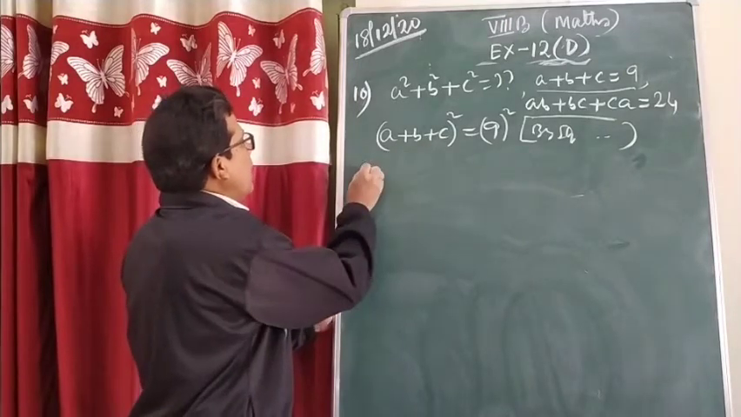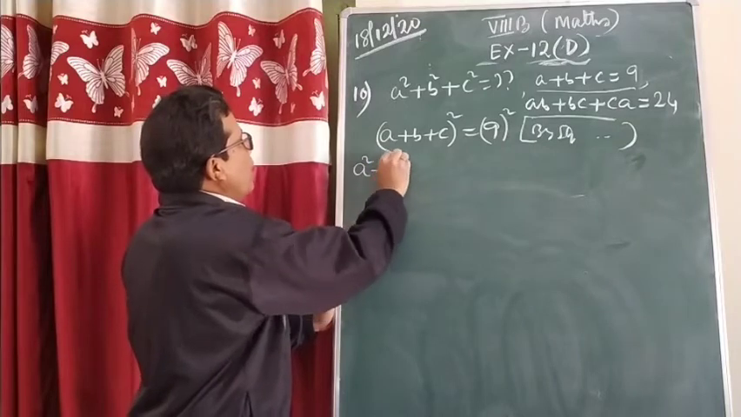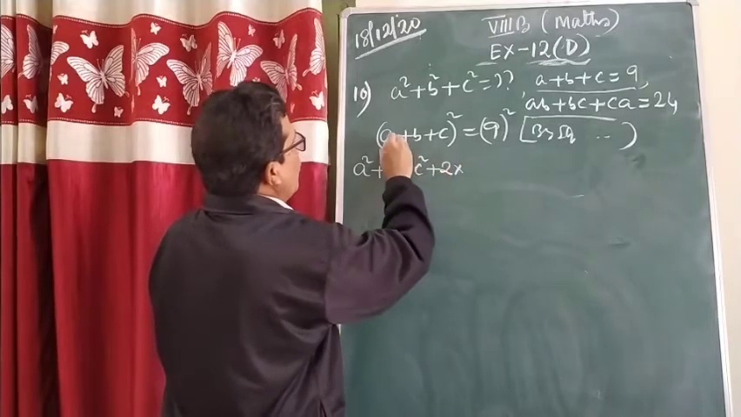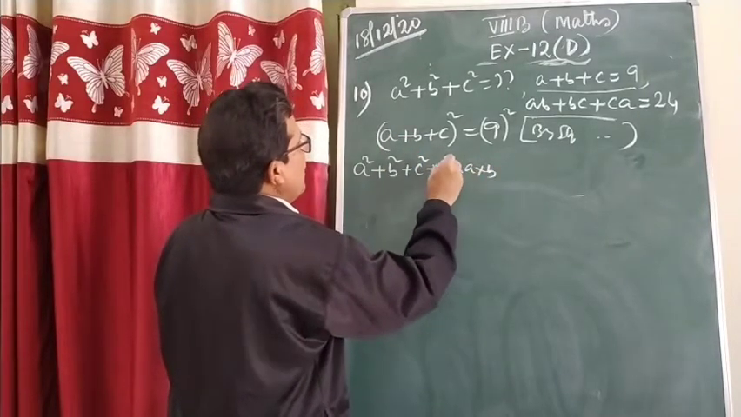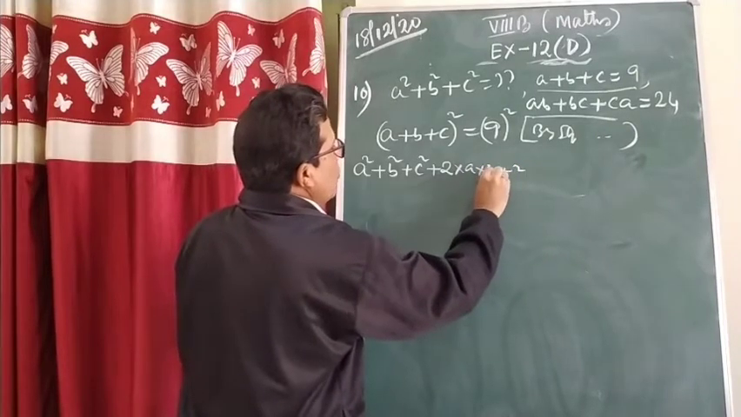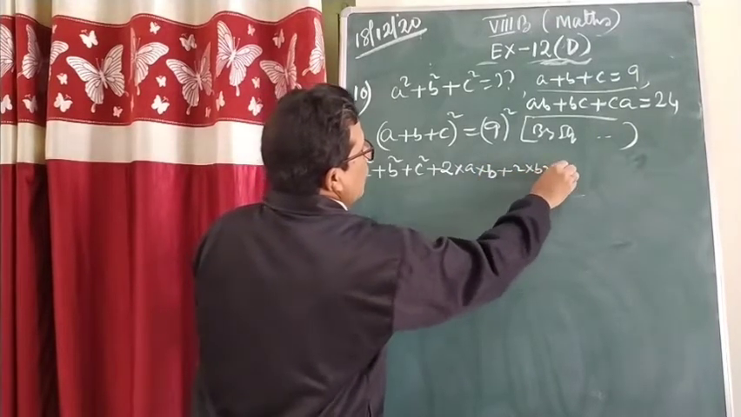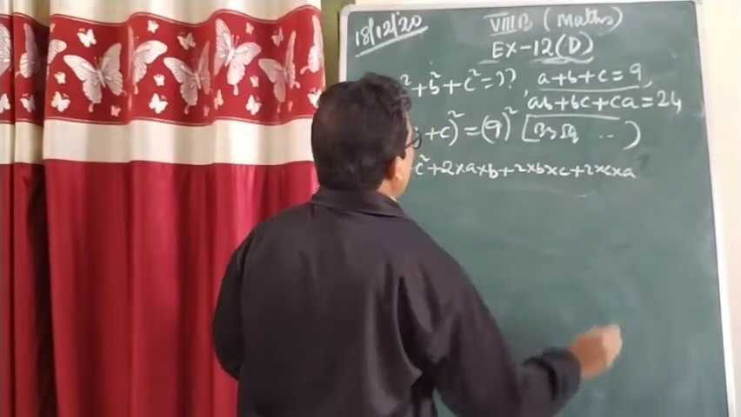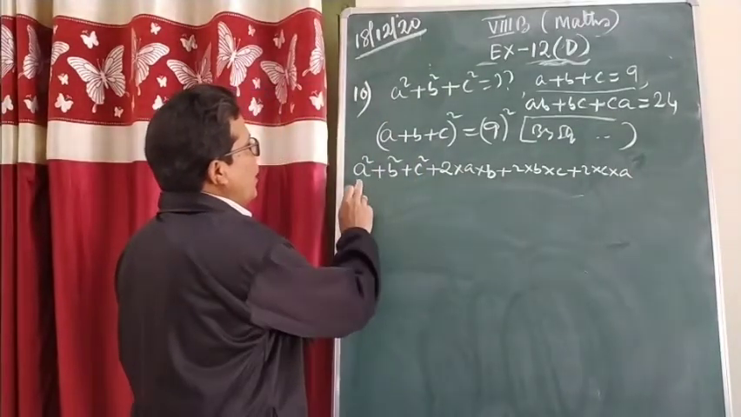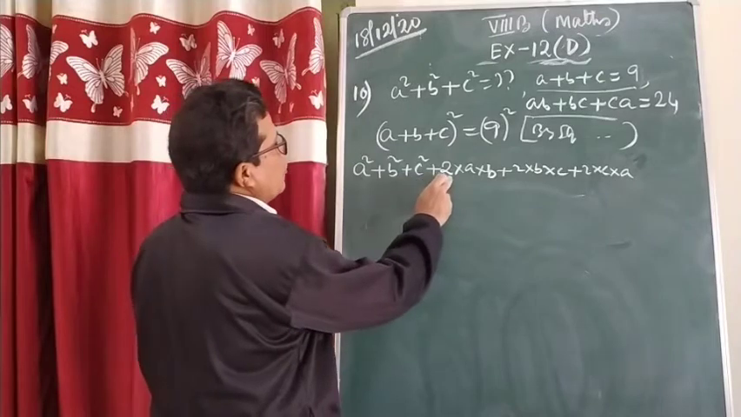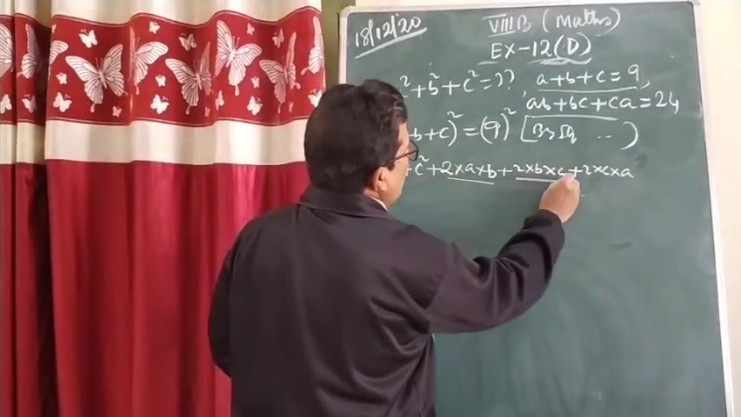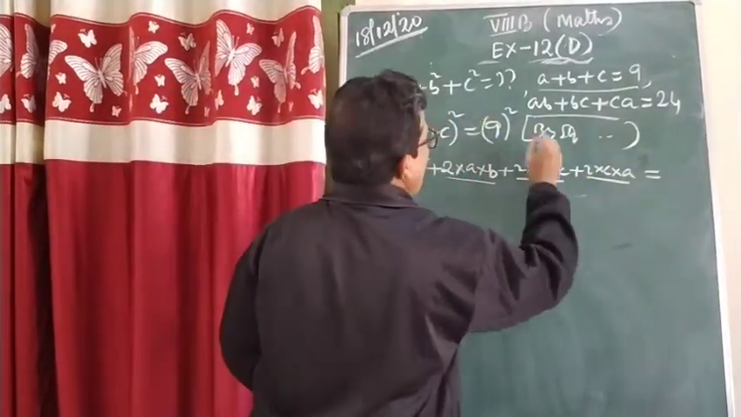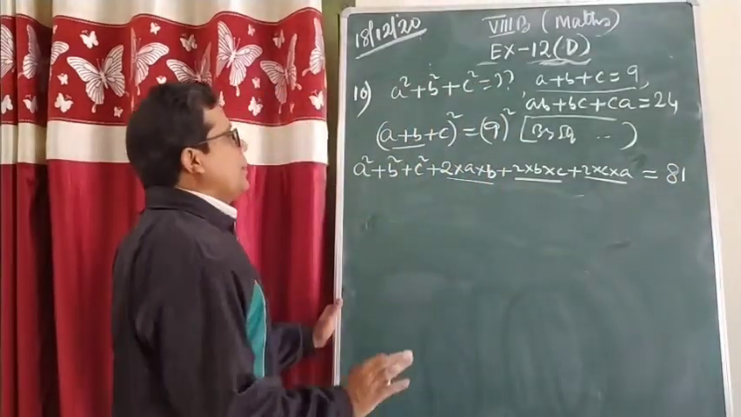What is the formula? A square plus b square plus c square plus 2 into a into b, plus 2 into b into c, plus 2 into c into a. Okay, what is the formula? A square plus b square plus c square plus 2ab plus 2bc plus 2ca. I have broken the formula down. Equal to, beta, 9 square means 81. I hope it is clear if you remember the formula.